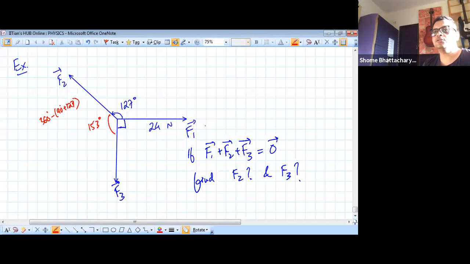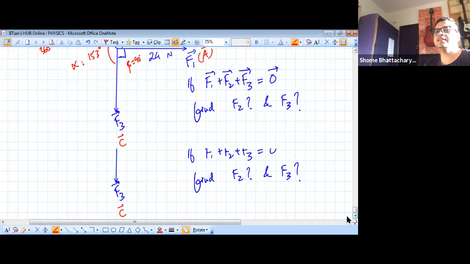So now suppose you are taking this as your vector A, then which angle is alpha? This angle is alpha. If you are taking this as your vector B, then which angle is your beta? This angle is your beta, 90 degrees. And if you are taking this vector as C, then which angle is gamma? This one. This angle is gamma.